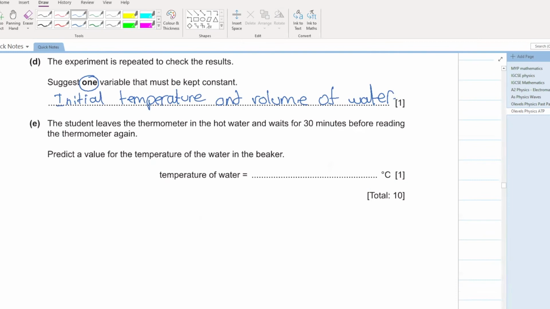The student leaves the thermometer in the hot water and waits for 30 minutes before reading the thermometer again. Predict a value for the temperature of the water in the beaker.